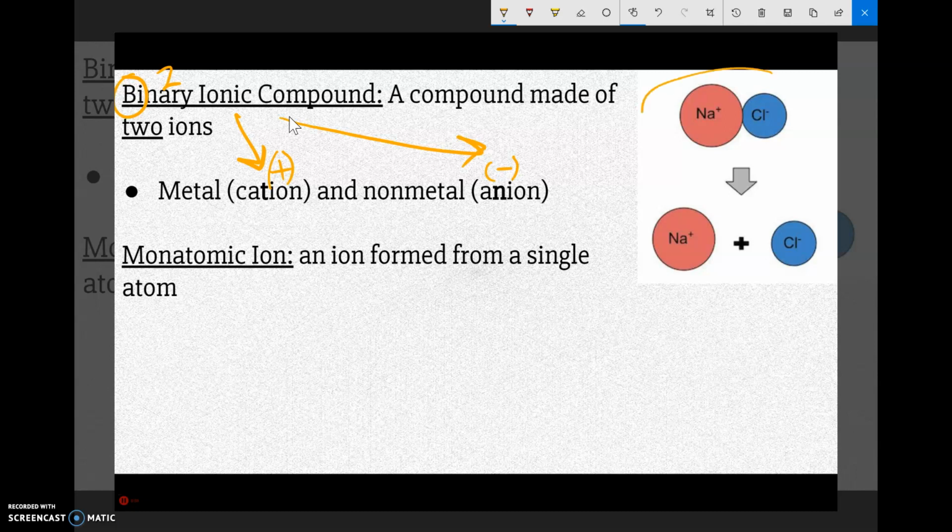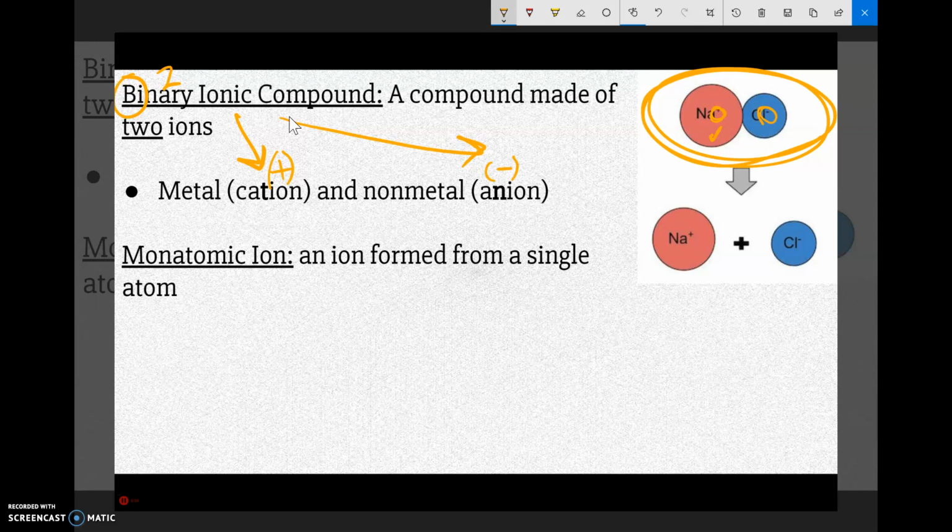All right, so here's an example right here of a binary ionic compound. We've got our metal, and when we're trying to make it stable, it has a +1 charge. And here's our nonmetal, and when we're trying to make that stable, it has a -1 charge. So the sodium says, I don't want that electron, and the chlorine says, I want that electron. And so they transfer the electrons, and they make a very stable ionic compound.